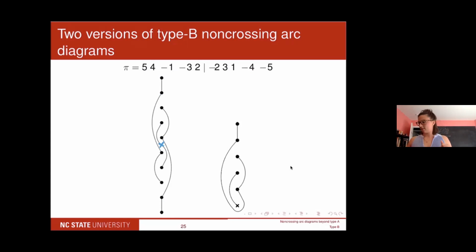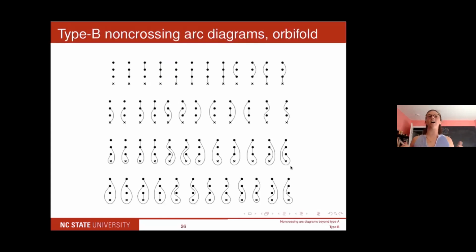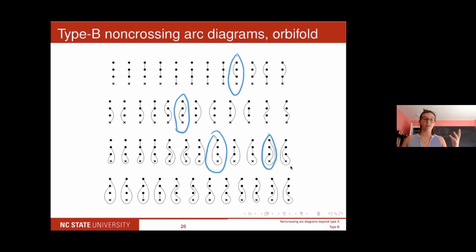Okay. Here are the 48 non-crossing arc diagrams in type B in the orbifold point of view. You'll notice some of these non-crossing arc diagrams really look like type A with the X at the bottom. Some of them circle the orbifold point, and then some of them are combinations of different things, right? Of a type A with an X at the bottom and going around. So these are the 48.